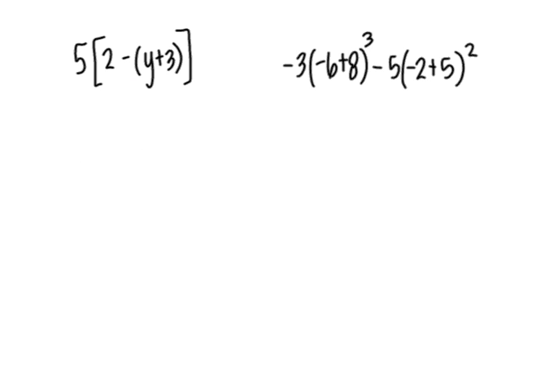Our next one has variables. So I have 5, open my brackets, 2 minus parentheses y plus 3. We start at our innermost set of parentheses, which is the y plus 3, but I can't simplify the y plus 3, so I'm going to grab the next closest thing, which would be that negative sign. What that actually means, I'm going to rewrite the problem.